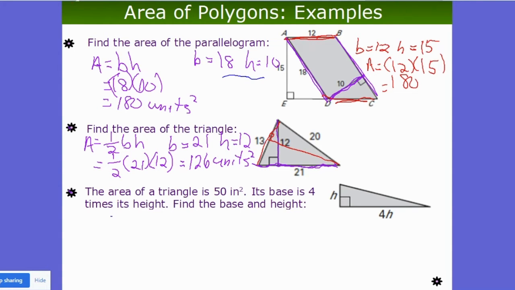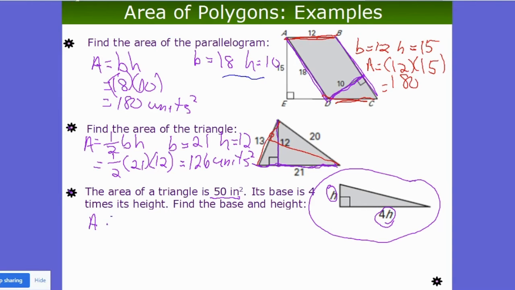This one's a little bit trickier. This one, I actually know the area. And I'm given some kind of relationship between base and height. So the base is 4 times the height. They provided a picture here for us, which is fantastic, but sometimes they don't, so you would have to draw one like it. Here is an example of what it might look like. The base is 4 times the height. So if your height is h, then 4 times h will be your base.